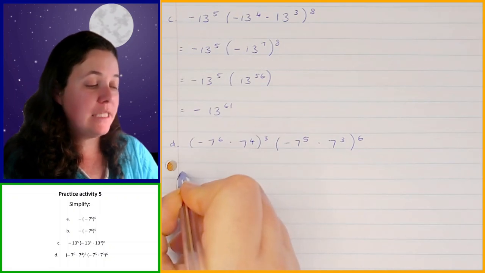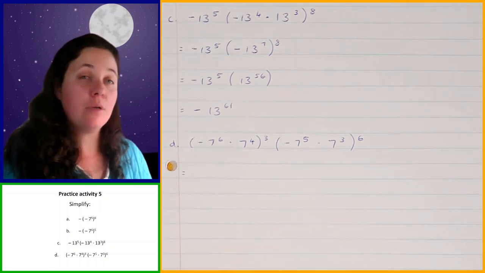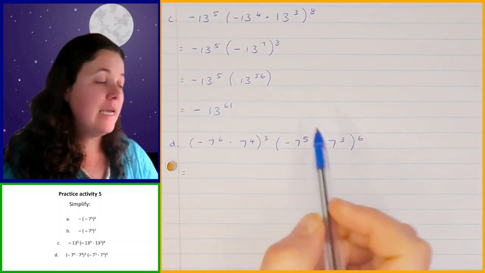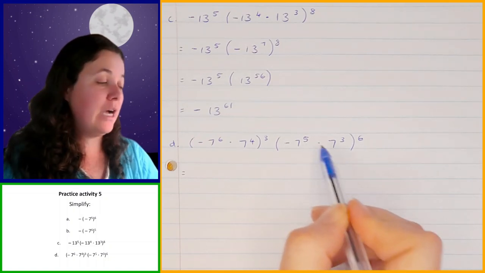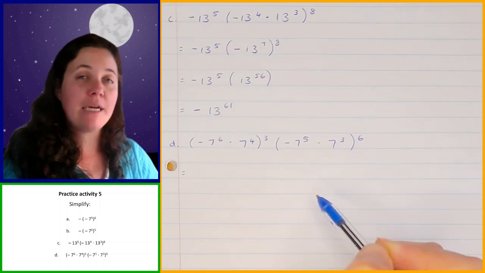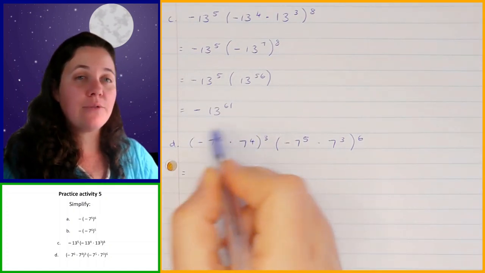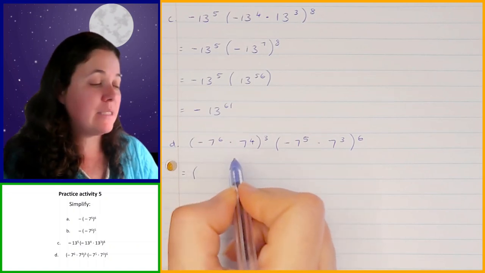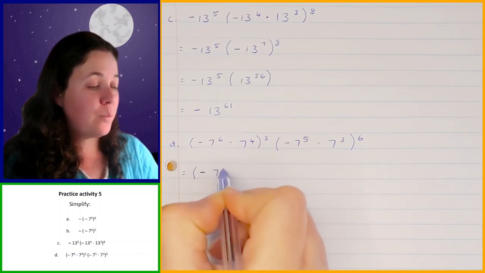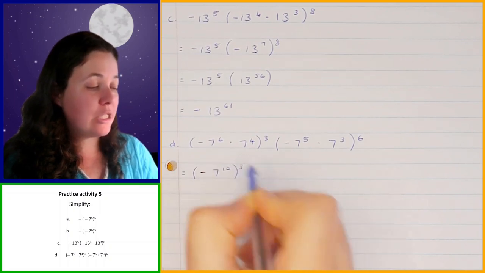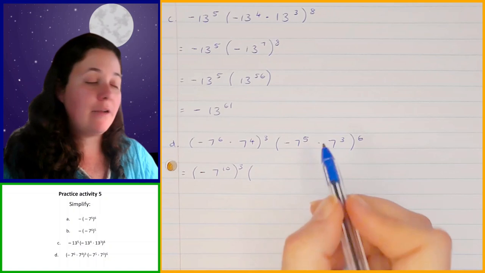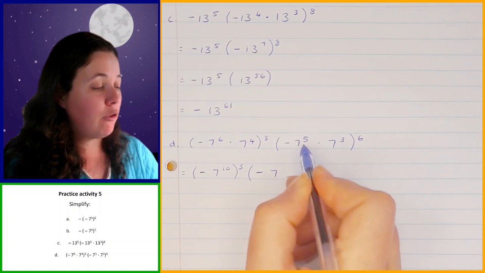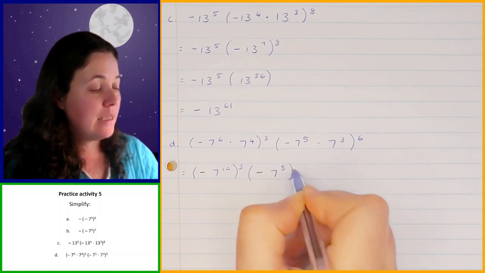And then the last one, question D, we have negative 7 in brackets, negative 7 to the power of 6 times 7 to the power of 4, close the brackets, cubed. And then in new brackets, negative 7 to the power of 5 times 7 to the power of 3, close the brackets, to the power of 6. First, let's work on this first set of brackets. Inside here, I'm going to simplify: negative 7 to the power of 6 times 7 to the power of 4 is negative 7 to the power of 10. Close the brackets, and that is cubed. Then I'm going to do the other brackets over here: negative 7 to the power of 5 times 7 to the power of 3 is also negative 7 to the power of 5 plus 3, which is 8. And that's to the power of 6.